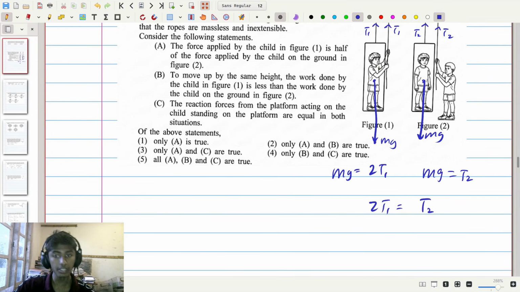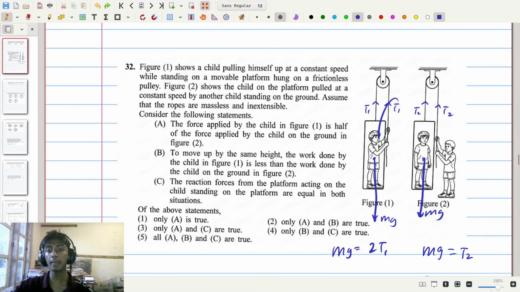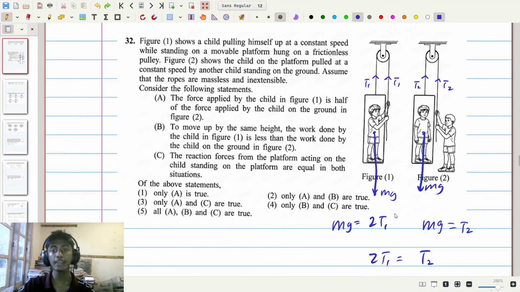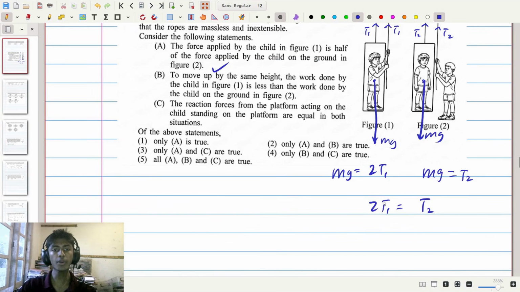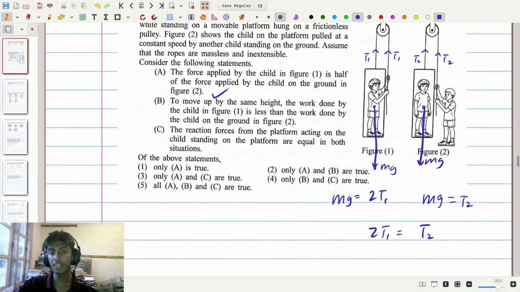Now considering this we can see, if T1 is the force that's on the rope and T2 is the force that's on the other rope, then T2 is double the value of T1. Now if the child is applying this force and the other child here is applying the force T2, then we can see the force applied by the first child, which is T1, is equal to half of the force that's applied by the second child, which is T2. So therefore, the force applied by the child in figure 1 is in fact equal to half of the force that's applied by the child on the ground in figure 2. So A is correct.